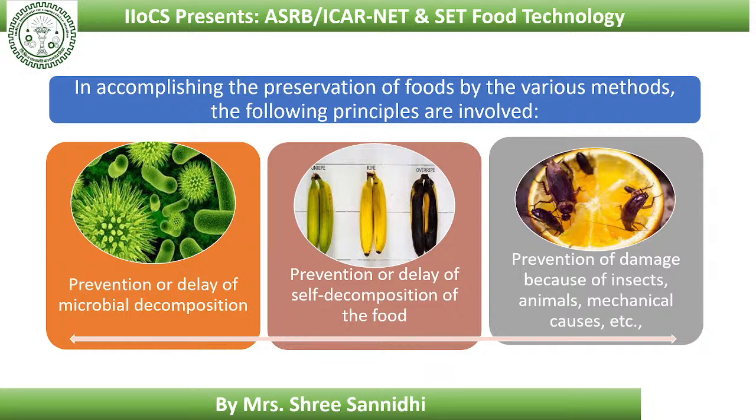So there are three main principles involved in food preservation. First is prevention or delay of microbial decomposition. The next, prevention or delay of self-decomposition of the food, that is basically by enzymes or metabolic processes like respiration and all in the food. Then prevention of damage because of insects, animals or other mechanical causes. Let us see about all these principles one by one.